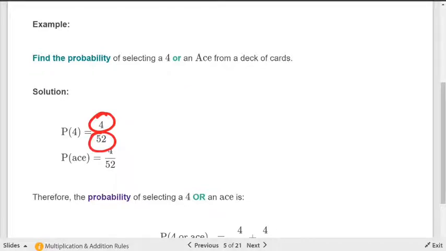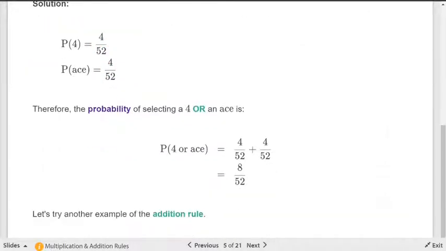And an ace. How many aces are there? 4 out of how many cards? 52. So the probability of "or" means I'm simply going to take those two probabilities and add them together, which is really nice here because they have a common denominator already. So you just add the numerators. That gives me 8 out of 52.